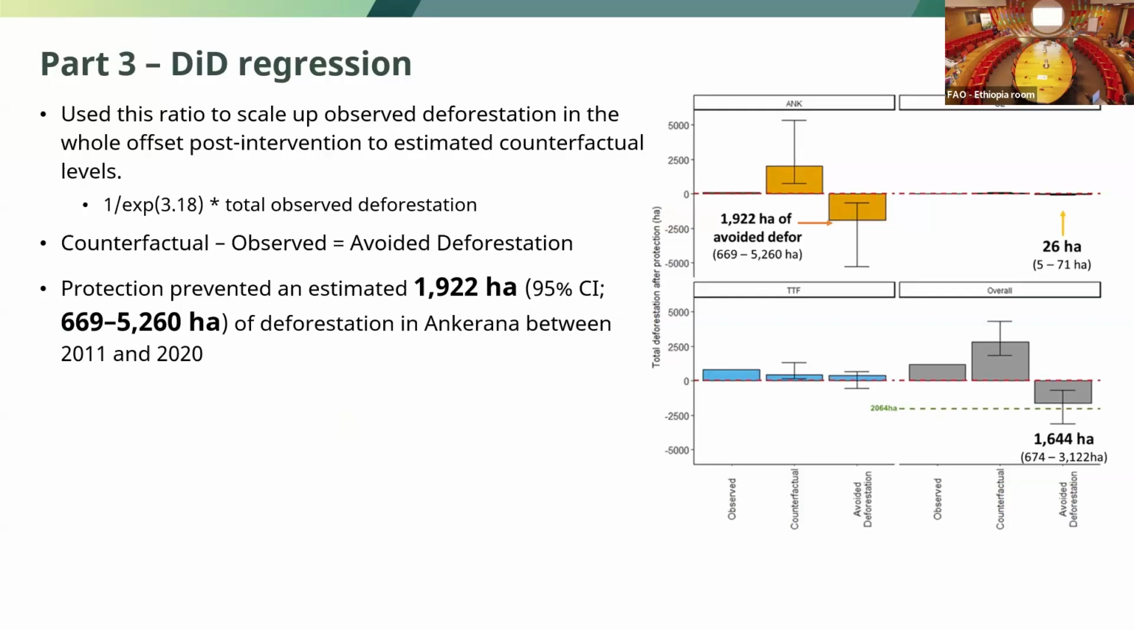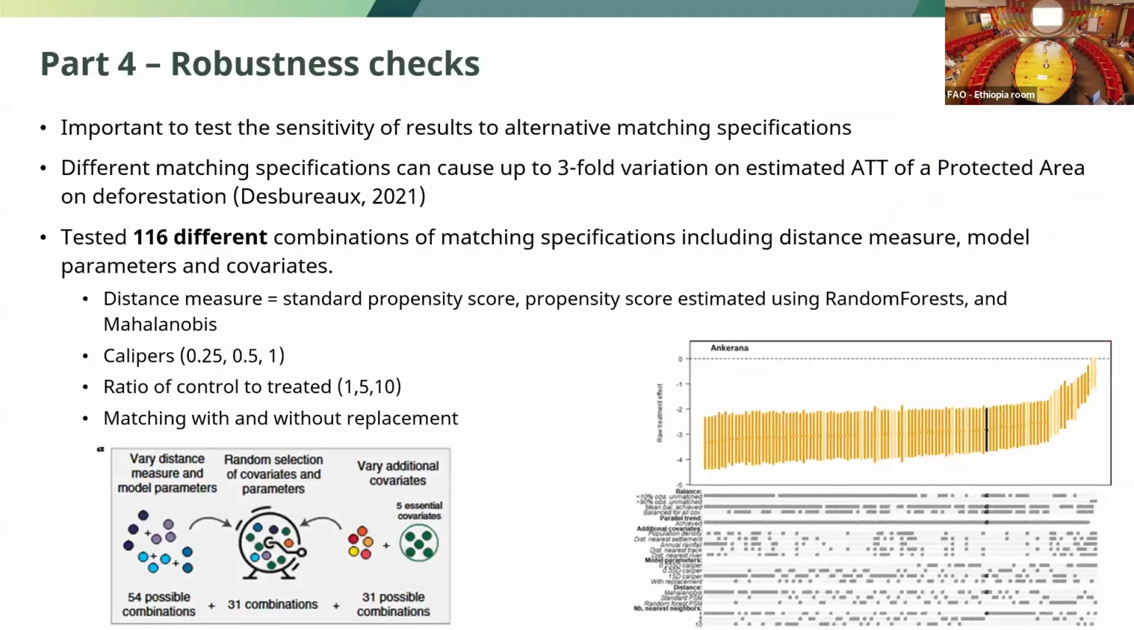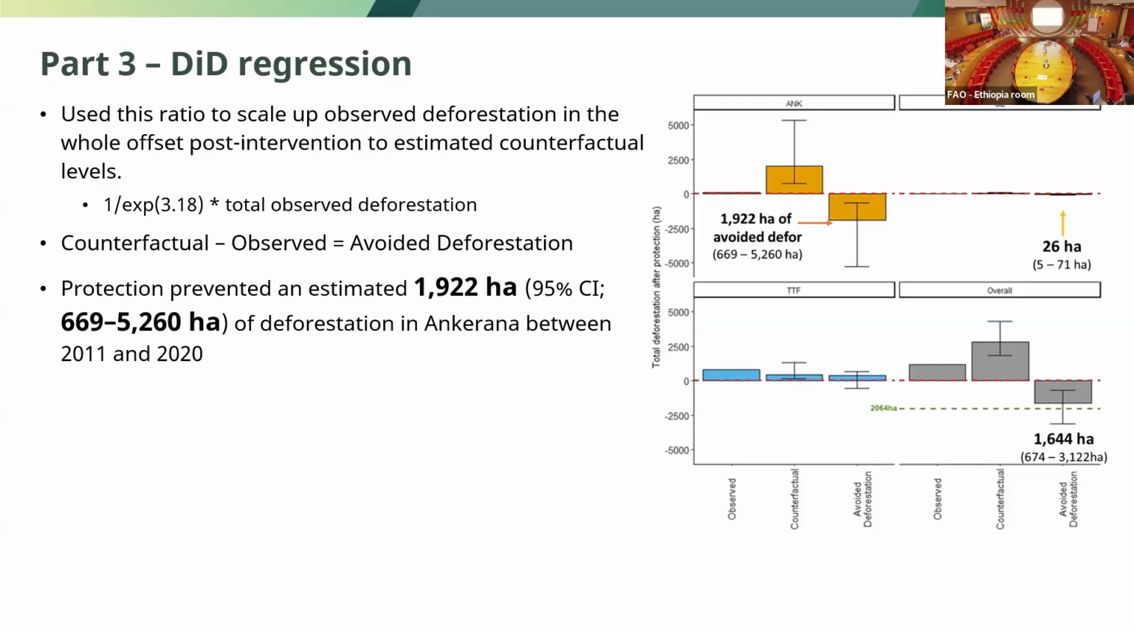I'm just going to skip over this, but we used that percentage to convert observed deforestation in the offset to counterfactual levels. And then we took the difference between the counterfactual deforestation and the observed deforestation to estimate the amount that's been prevented, which equates to 1,922 hectares just in that one Ankara offset, which is why I chose it as the example, because it's the one with the biggest effect. And those are the confidence intervals. And that equates to 79% of the forest that was cleared at the mine sites.